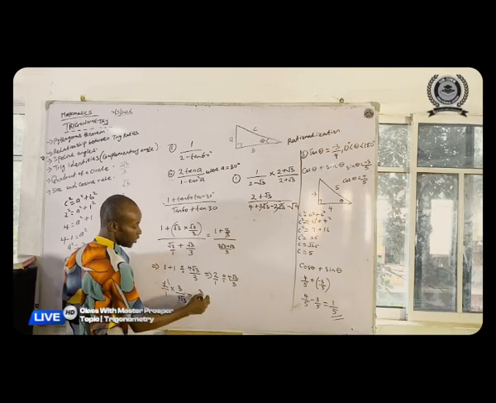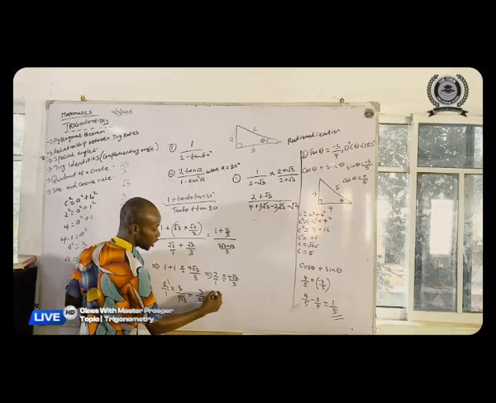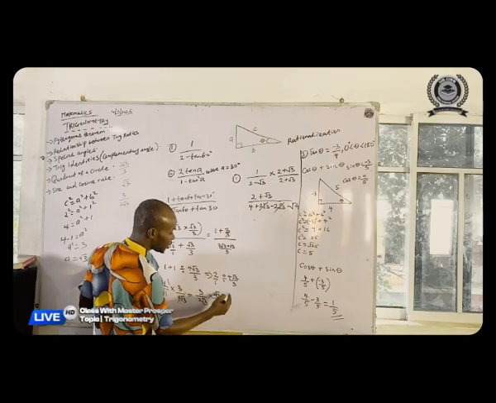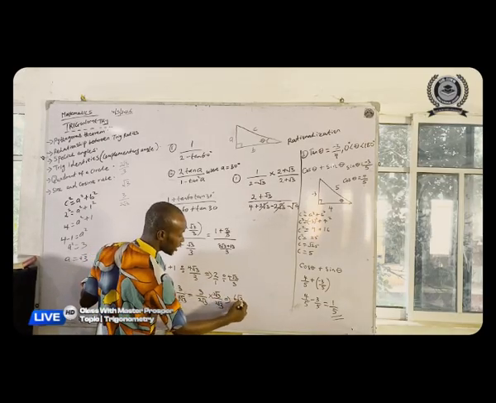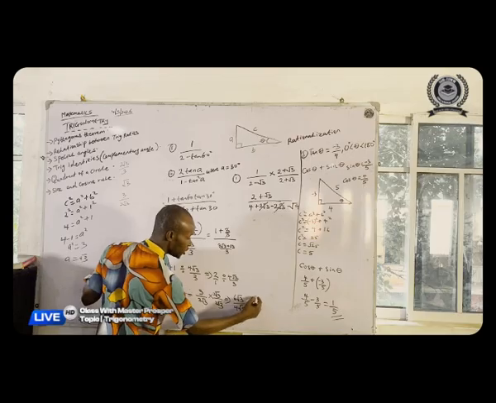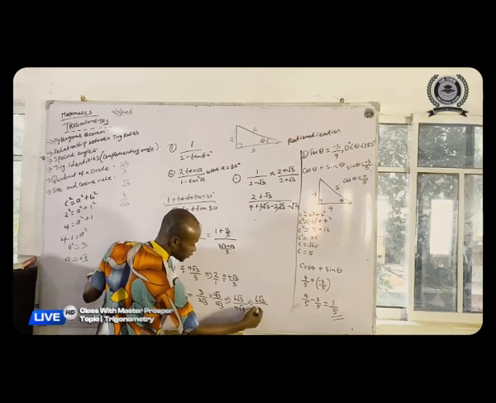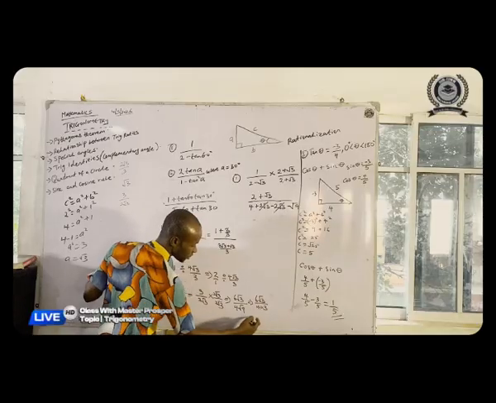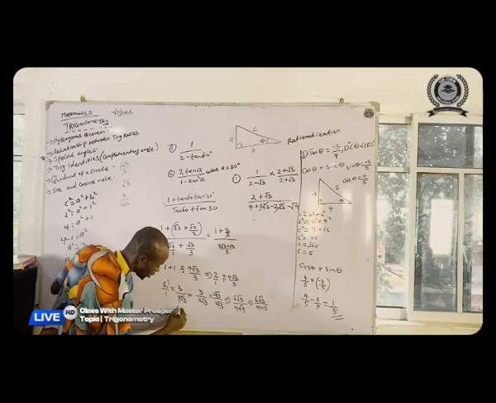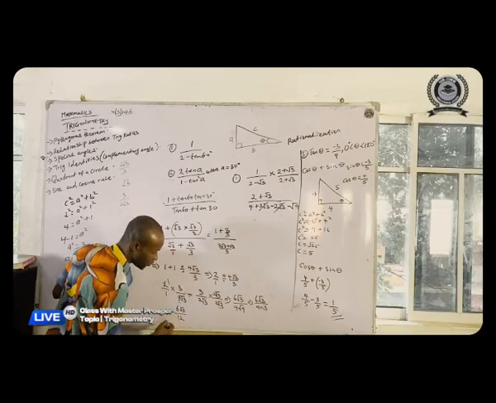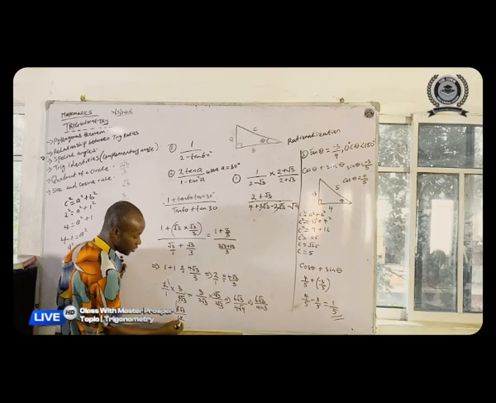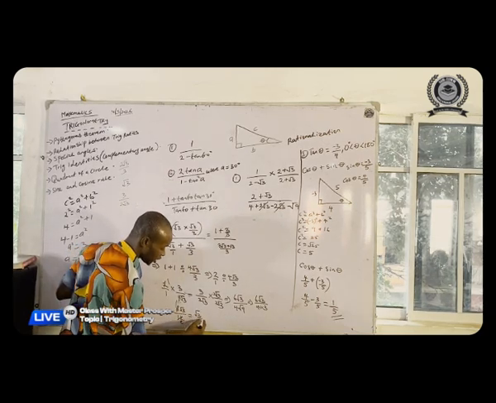Rationalize. Rationalizing, we're having 3 all over 2 root 3, times root 3 all over root 3. This times this is 3 root 3. And this times this is 2 times 3, which is 6. So 3 root 3 all over 6. 3 divides itself, 1. 3 divides 6, 2. So we are having our answer to be root 3 all over 2.